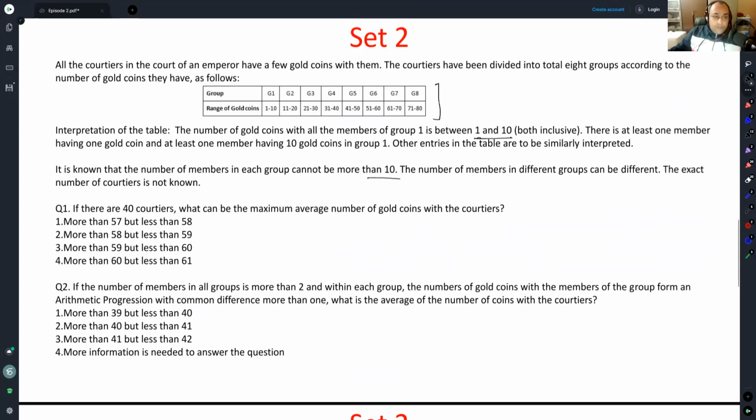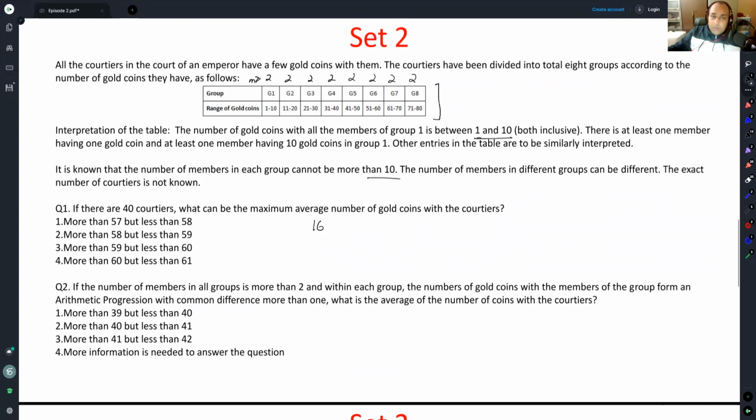First thing is, if there are 40 courtiers, then what can be the maximum average number of gold coins with the courtiers? Now pay attention. We know that the number of members in each of these groups is at least 2, 2, 2, 2. So can I say 16 people are already accounted for? 16 people are already accounted for. And for these 16 people, what will be the average?